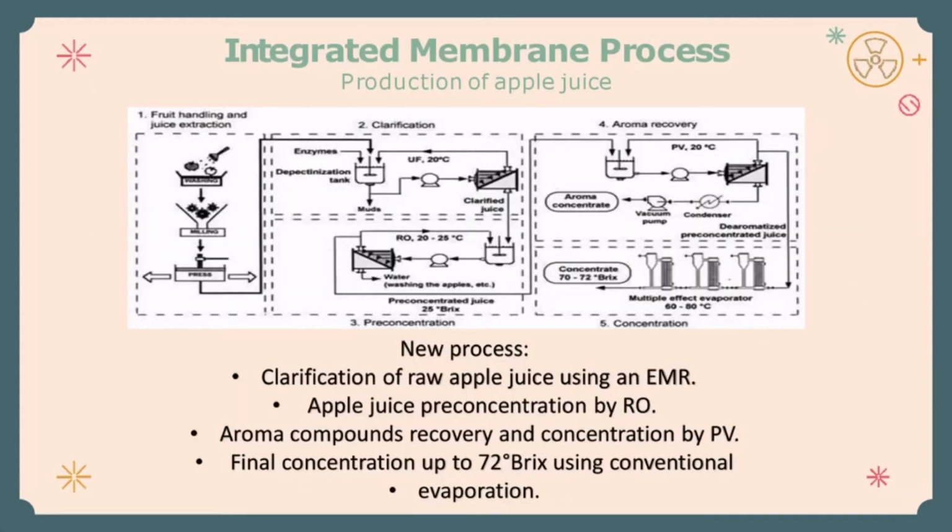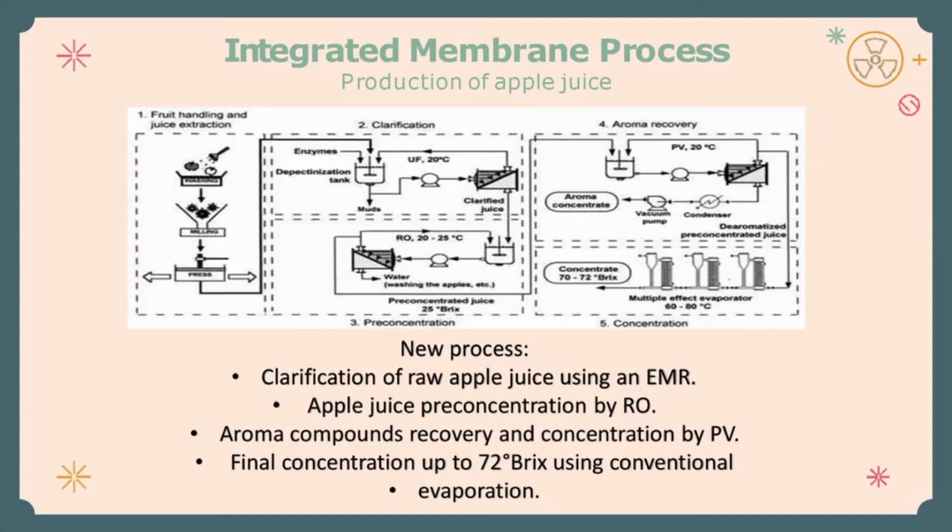Here is the diagram of the integrated membrane process for the production of apple juice. It started with the fruit handling and juice extraction. Then, the second process is clarification. Then, it continues with the pre-concentration process. Then, the aroma recovery process, and lastly, the concentration process.